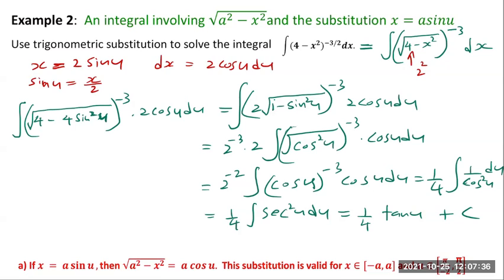So here, what I'm going to do is I need to find tan u. Remember, I need to find tan u as an algebraic expression of x. But the good thing is I know sine u. Sine u is equal to x over 2. Let me copy some of this stuff to the other page.